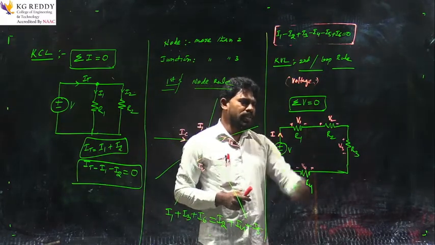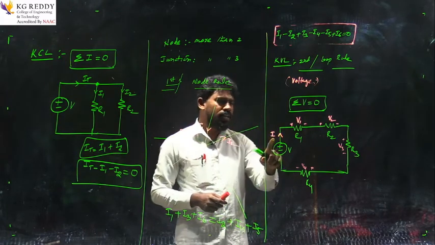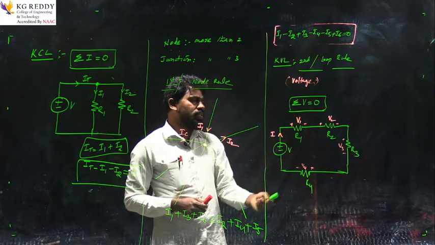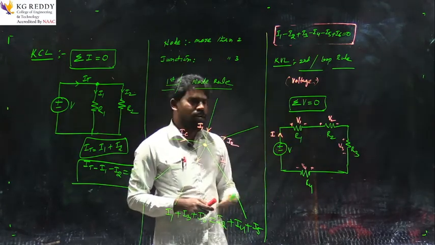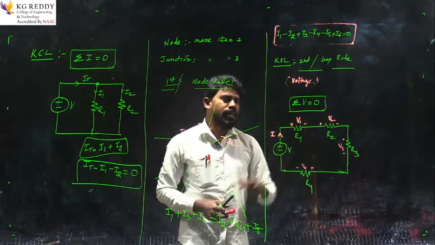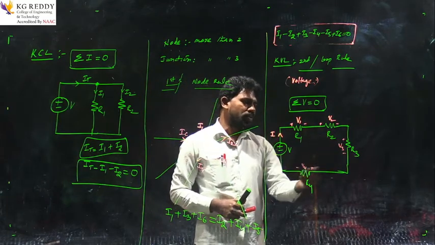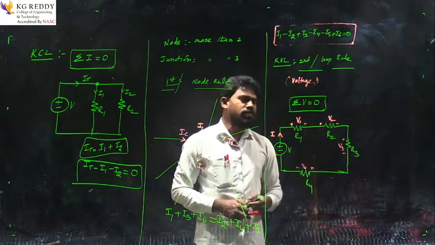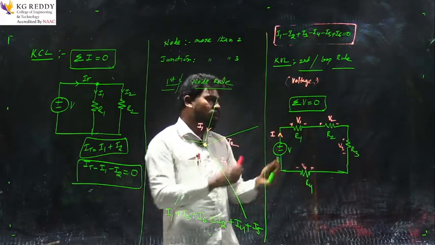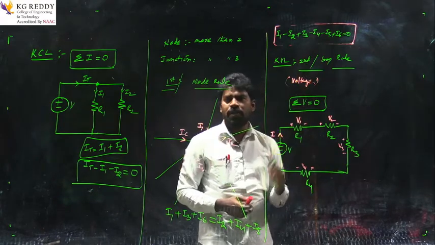We are closing all the elements, so there is a chance to deliver the current, that current is I here. When I passes through the resistance, according to Ohm's law, I into R1 becomes V1. Similarly, the same current passes through R2, R3, R4, and we get the 4 voltages V1, V2, V3 and V4. So how are we going to apply this Kirchhoff voltage law to this network? That is our main intention.